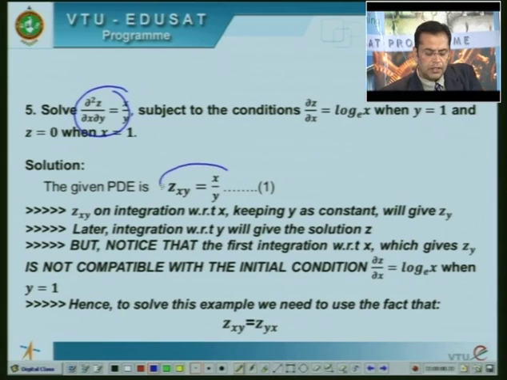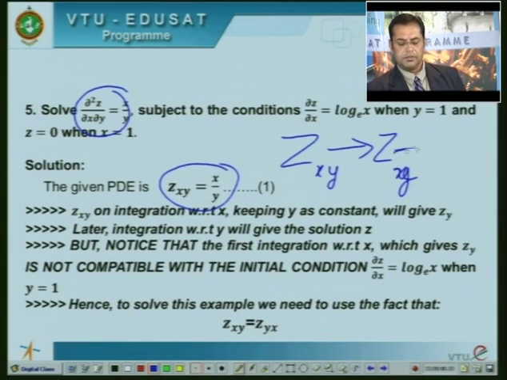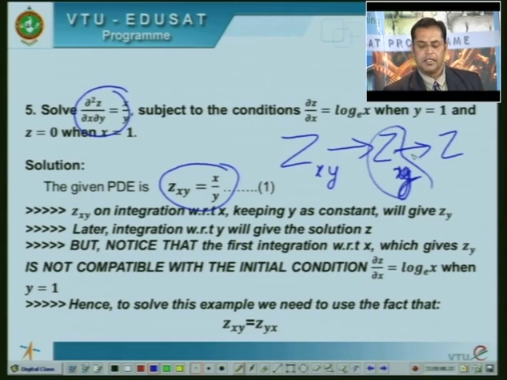First, using notations, the given problem can be written as zxy equal to x by y. But there is a problem here in the following sense. If I keep z of xy as it is, I will first integrate with respect to x, which will give me zy, and then I integrate with respect to y to give me z. But can you identify the problem here, friends? Observe that when I do xy with respect to x, I get zy, correct, and then z, but this condition given does not match this partial derivative.